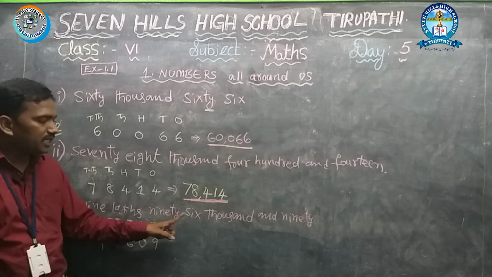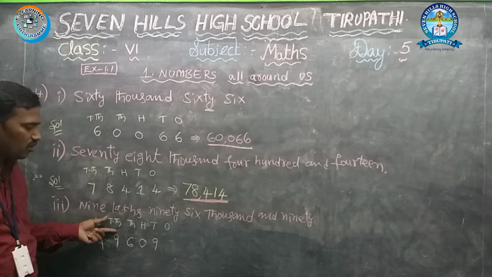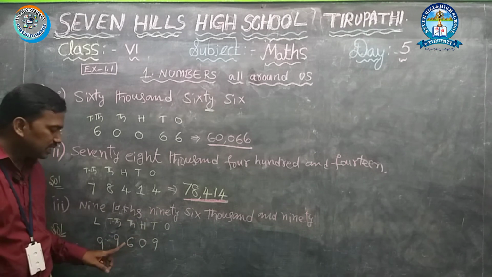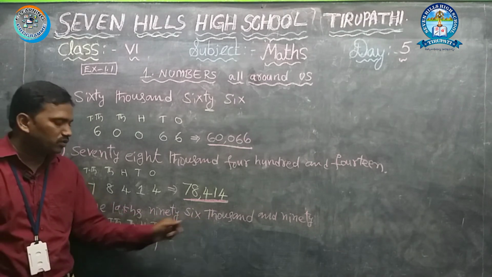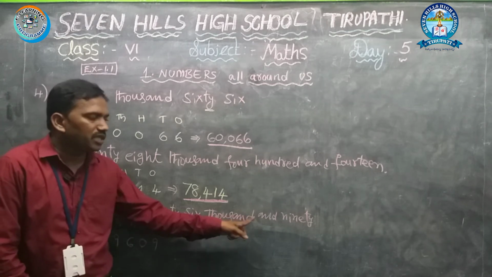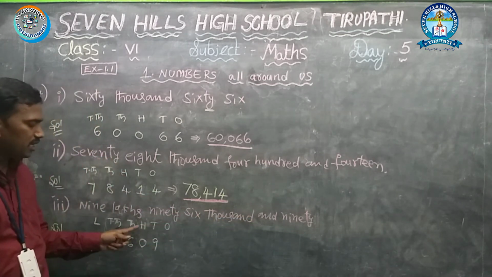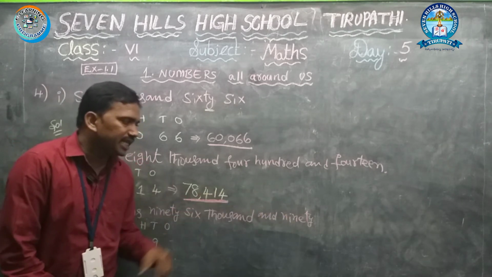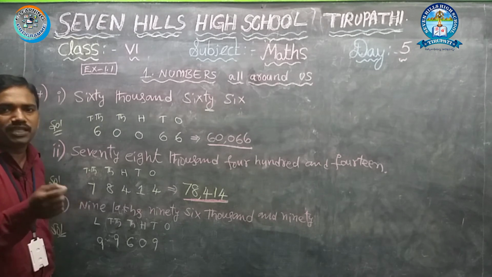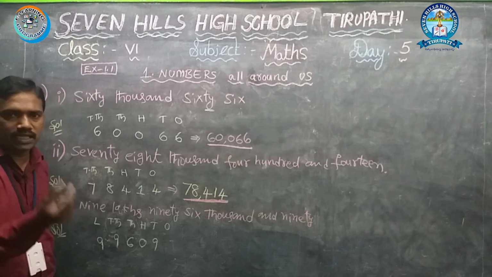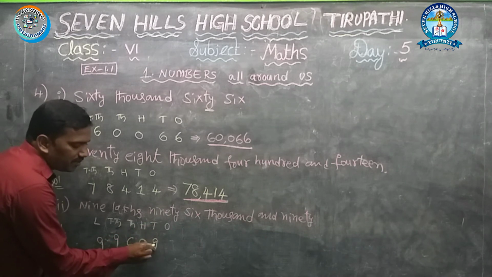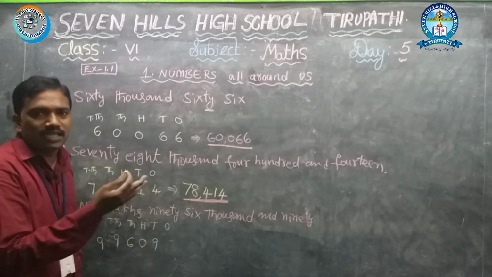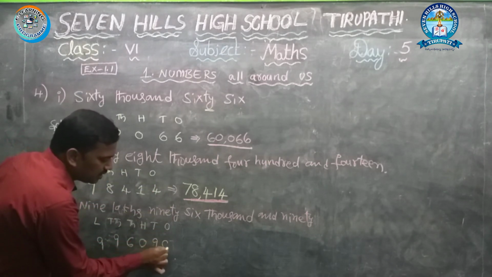After that, 96,000 means in the 10,000's place it is 9, and in the 1,000's place it is 6, then only it is 96,000. After that, in the number name there is no hundred, so in the 100's place he wants to keep 0. And 90 means in the 10's place it is 9, then it will be 90. So in the 10's place it will be 9. After that, here there is no 91, 92, 93, so in the 1's place it is 0.